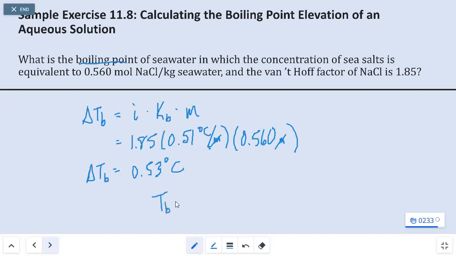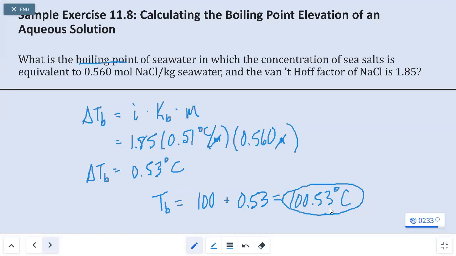this last step. The boiling point of water is usually 100 degrees. We're adding the 0.53 to it. So the actual boiling temperature here is 100.53 degrees. We can't ignore that little extra step.